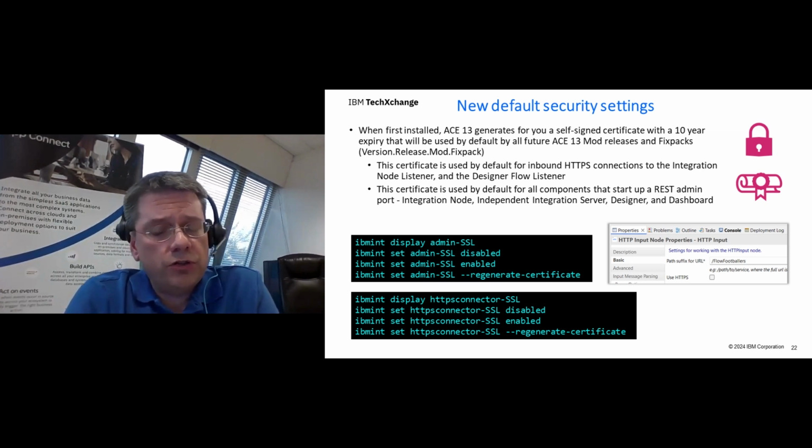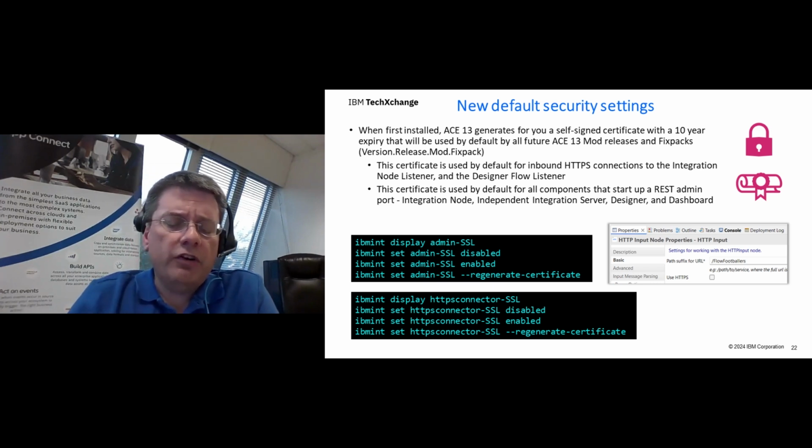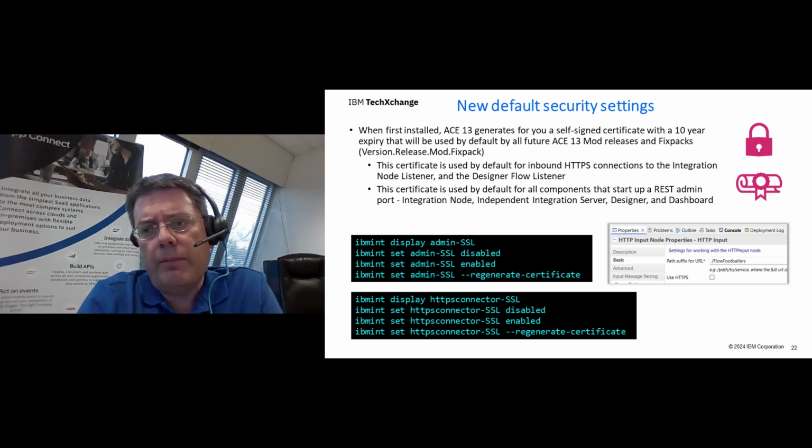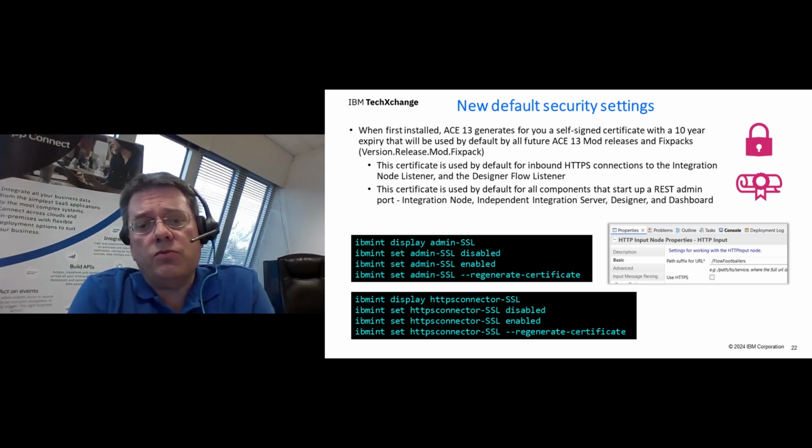What you may also choose to do, if you're operating in a development environment where you view the additional SSL of your admin security to be an inconvenience, is turn off that new setting if you would prefer. And we have a very simple command for that. You've got an ibmint command to set admin-ssl disabled, and you can carry that out if you prefer.